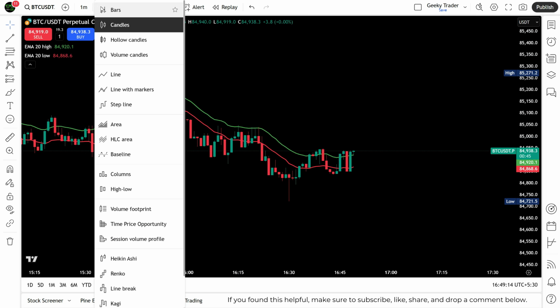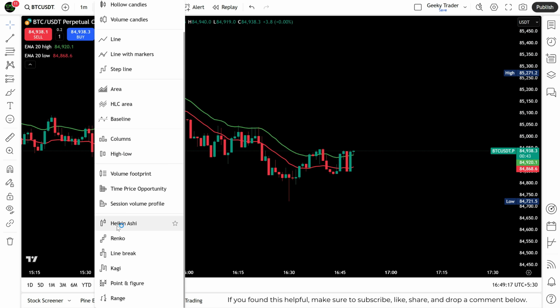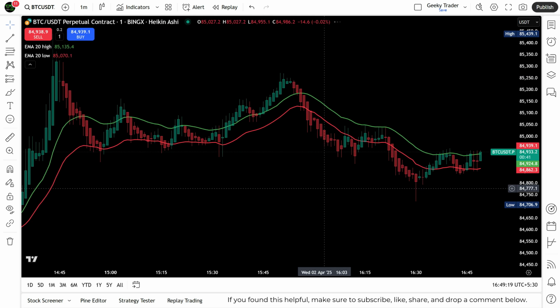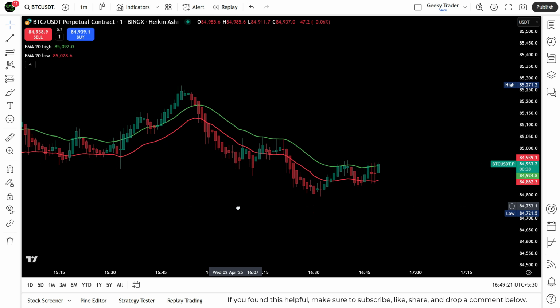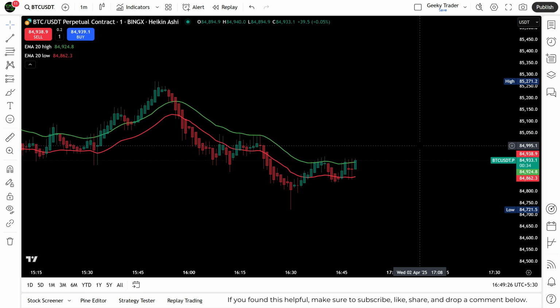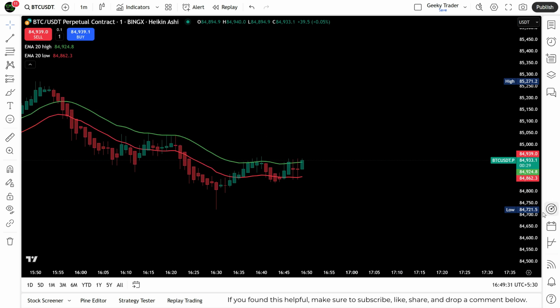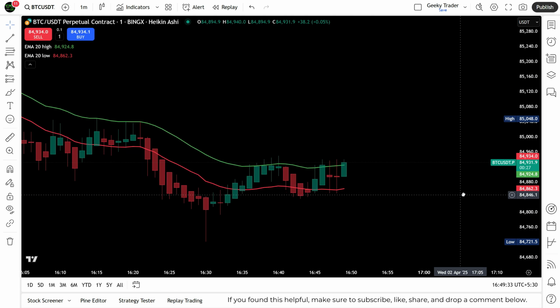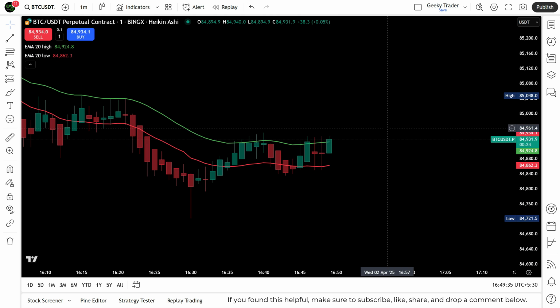To make our price action easier to read and filter out unnecessary noise, we'll be switching our candlestick type to Heikin Ashi. This simple change can significantly improve how we analyze trends and spot potential trade setups. Unlike traditional candlesticks, which can be choppy and sometimes misleading, Heikin Ashi candles are designed to smooth out market fluctuations. With this setup, we are now ready to analyze the market with precision and take well-calculated trades. Stay tuned as we dive deeper into how to use Heikin Ashi with EMAs for profitable entries and exits.